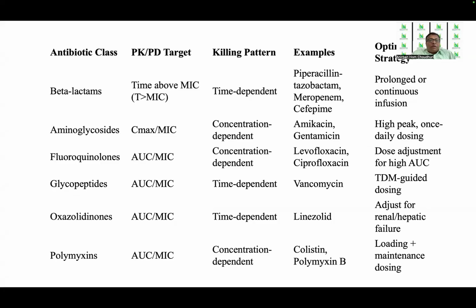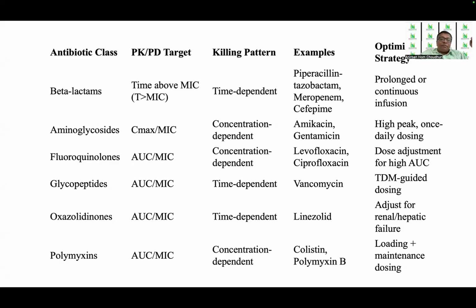Now, if you look at the common antibiotic classes and identify their PKPD, describe their killing pattern, cite examples, and tell the optimization strategy, it will be possible for us to see the differences. Mostly for beta-lactams, it is the time over minimum inhibitory concentration that defines their action, so they are time dependent. For example, the penems, meropenem, cefepime, etc. And the optimization strategy would always be prolonged or continuous infusion.